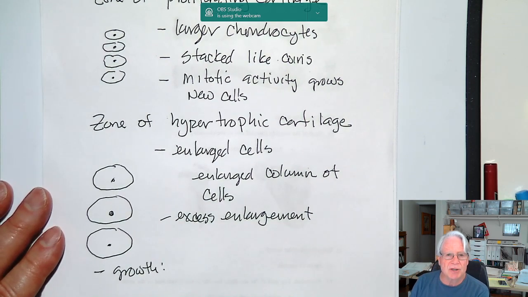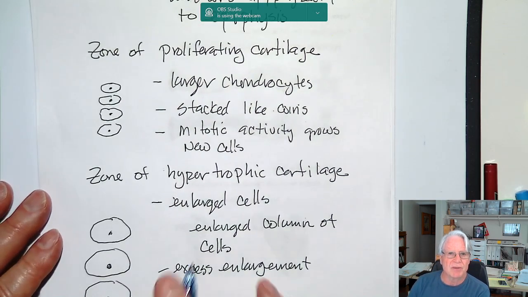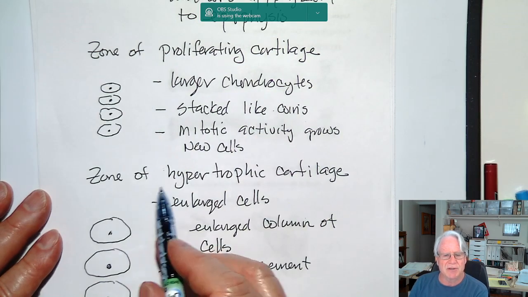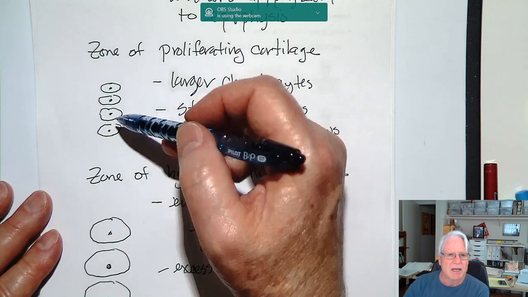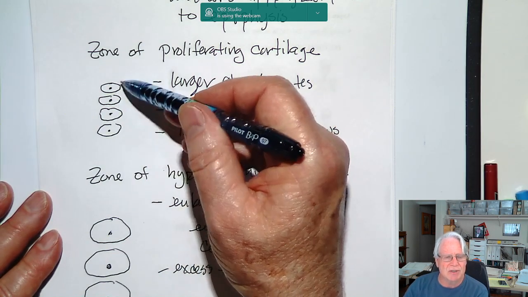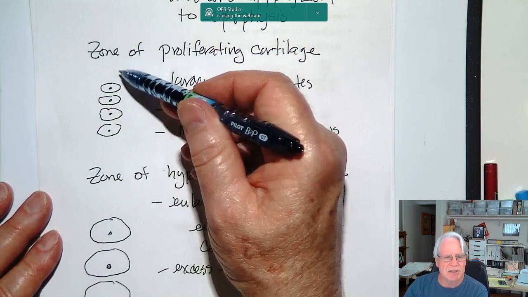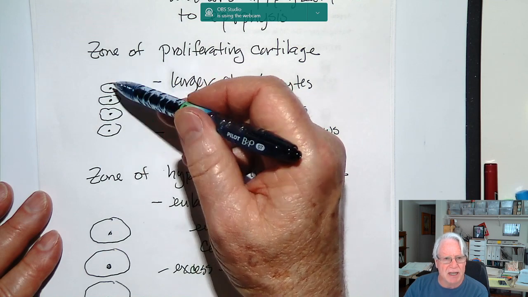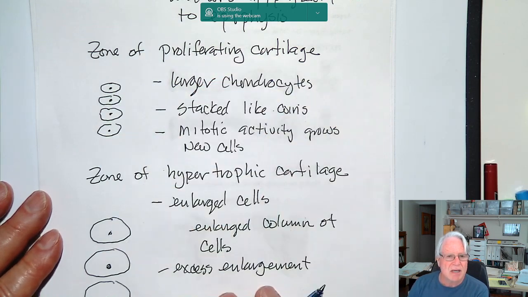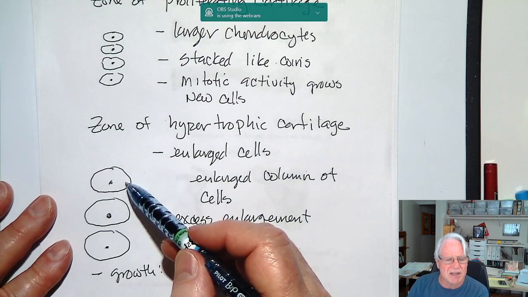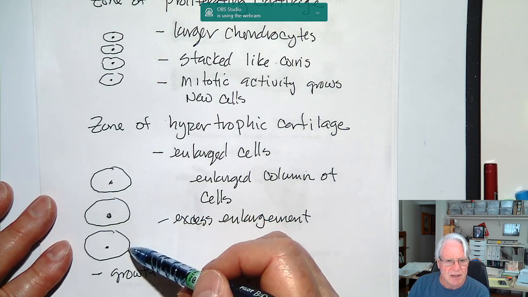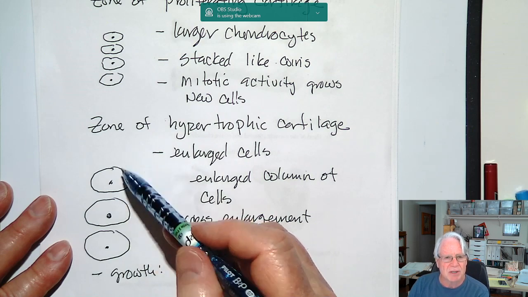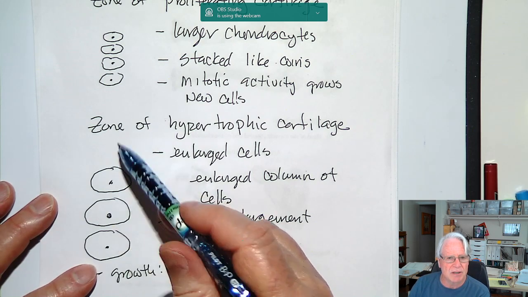These last two zones that we've just identified, the zone of proliferating cartilage and the zone of hypertrophic cartilage, they are going to contribute to growth. Here, because we're adding new cells, we're stacking one cell on top of the other and creating a larger stack. Here, because those stacks are enlarging, each of the coins in the stack enlarges, thus pushing the material in growth.